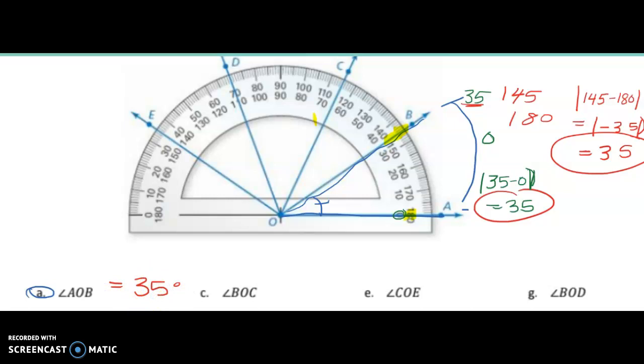Okay, I'm going to pause this and I want you to do the rest and then we'll check them afterwards. Guys, please do try so you know where you stand and if you need extra help on how to read a protractor or not.